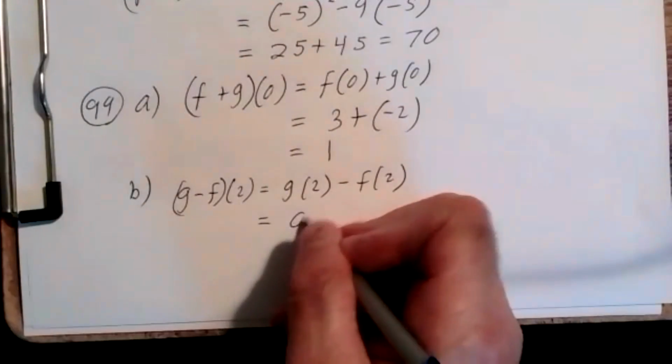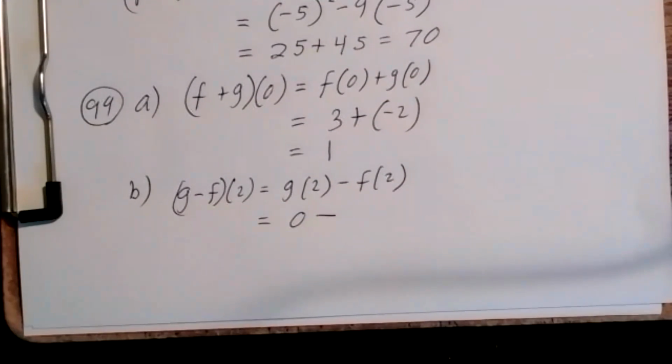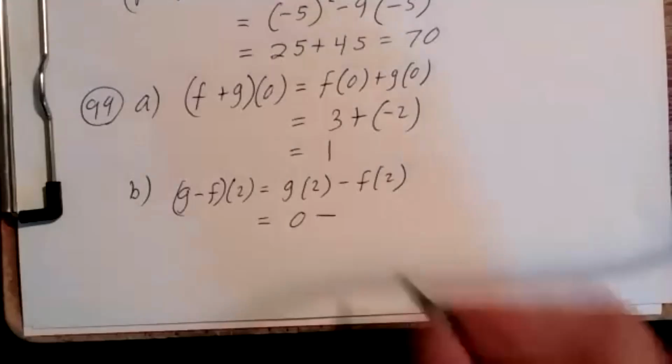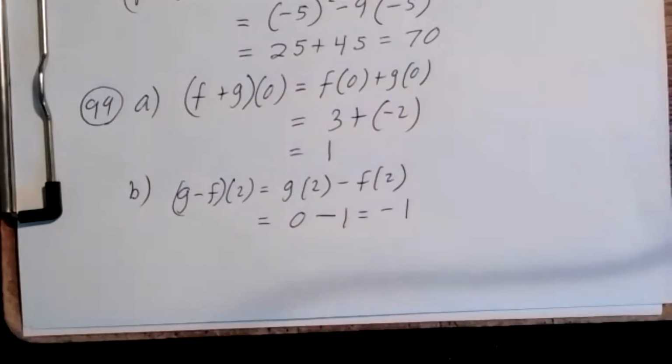So g of 2 is 0 minus what's f of 2? Now we go back to the graph, go out on the x-axis to 2, and then we go up and strike a point on the blue graph, which is the graph of f of x. Notice its y coordinate at this point is 1. So you put 2 in the function f of x, out comes f of 2, which is 1. F of 2 is 1. 0 minus 1 is -1. Your answer for B is -1. We understand what's going on here so far, ladies and gentlemen. Let's try another one.